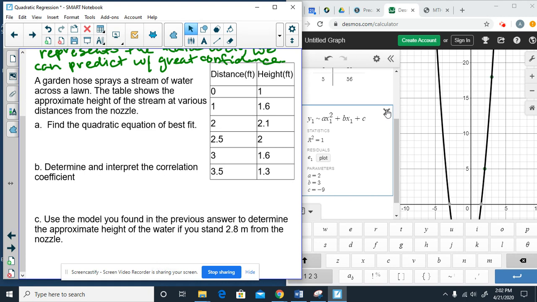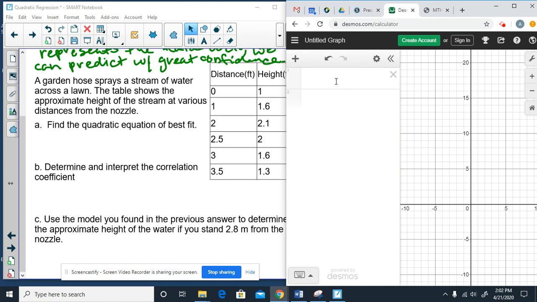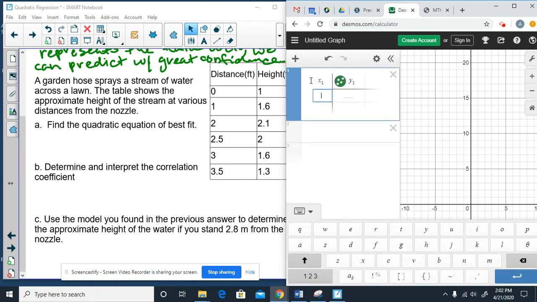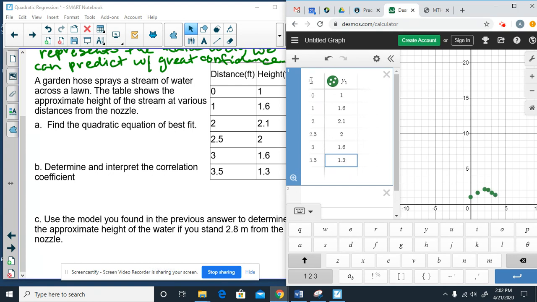All right, so let's go through those steps again, just so you can see each of those pieces for Desmos once more. So again, if we want to do a quadratic regression, we're going to add a table, and we're going to input all of the x's and y's, all of the distances and heights in this situation. So 0, 1, 1, 1 and 6 tenths, 2, 2 and 1 tenth, 2 and 5 tenths, 2, 3, 1 and 6 tenths, 3 and 5 tenths, and 1 and 3 tenths.